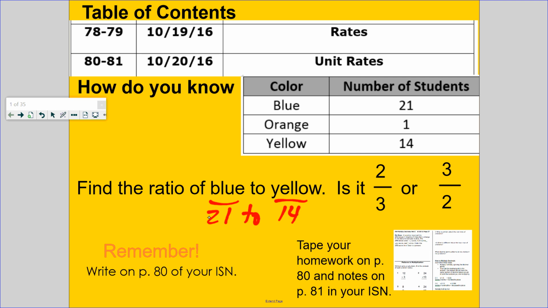So there are 21 students wearing blue, and there are 14 students who are wearing yellow. This is one way you could write this ratio. There are 3 ways. You could write it in fraction form, A over B, or 21 over 14. You can write it with a colon, or you can write it with the word to.